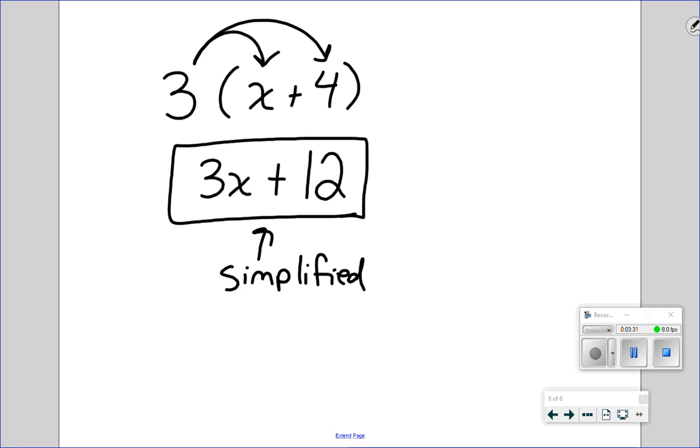So when we take something with multiplication and parentheses, so we have 3 times a quantity that's in parentheses, we can distribute. So we can multiply the 3 times each term inside the parentheses. And that's how you simplify an expression that has this distributing going on. So let's look at another example.